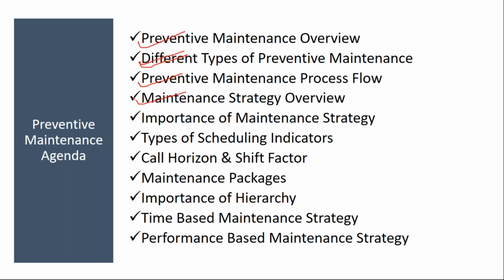Then we will understand maintenance strategy. What is maintenance strategy? Importance of maintenance strategy, why the maintenance strategy is used. Then types of scheduling indicators and their significance. Then we will understand call origin and shift factor. Then maintenance packages. What are maintenance packages? Why they are used? Importance of hierarchy. What is hierarchy and why it is used? Then today we will create both a time-based maintenance strategy and a performance-based maintenance strategy. We will create both today.